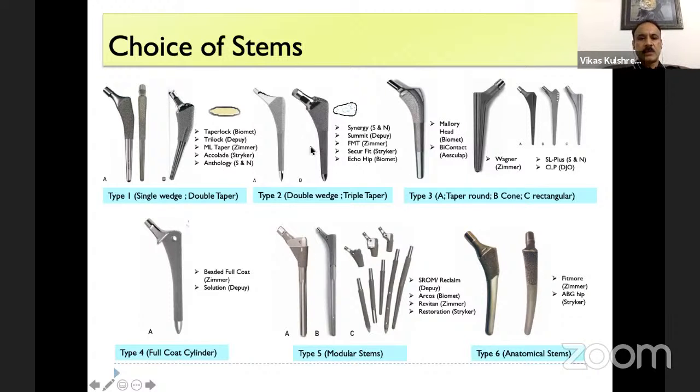This is a double wedge design, which was before these blade stems came in, and these were tapering in the mediolateral plane also. So if you cut these stems, you see the lateral part is broad and the medial is narrow. So they're tapering from lateral to medial also. So it is called a triple taper stem. These are fit and fill stems. We'll again go into the technique of how they differ from these stems.